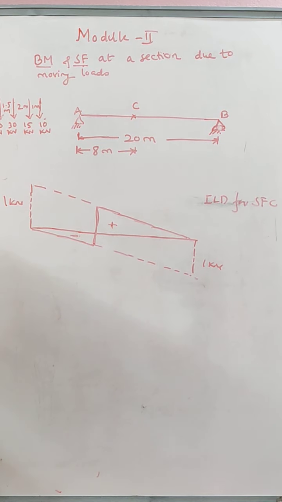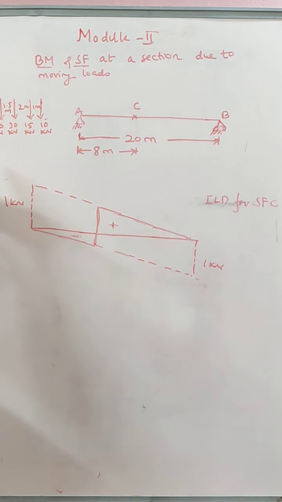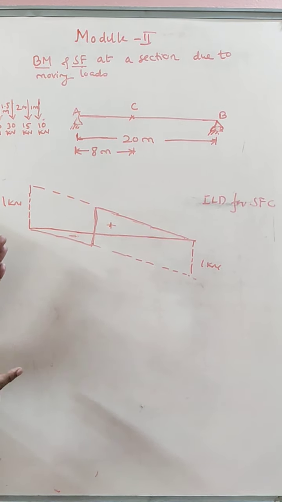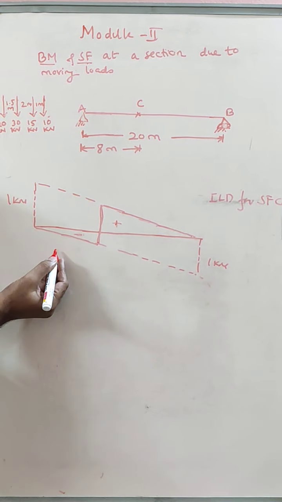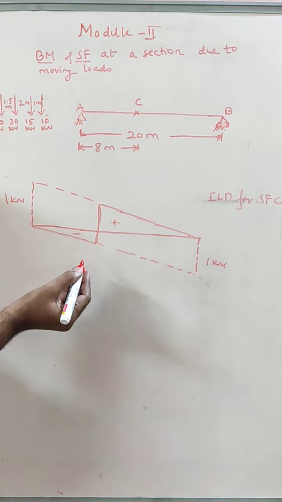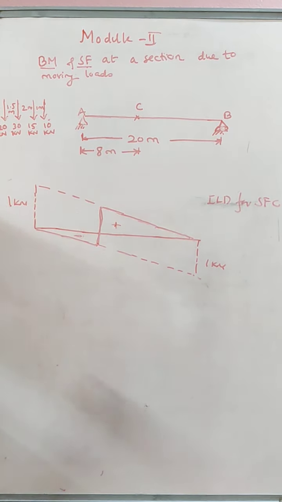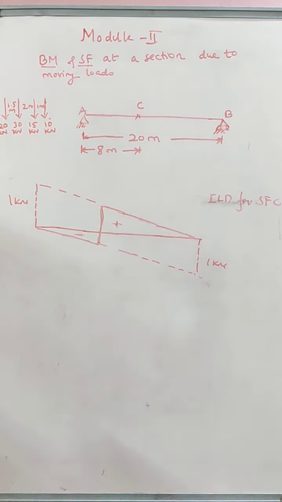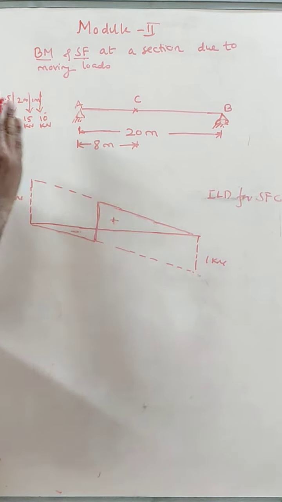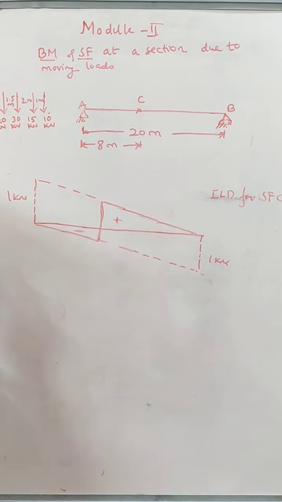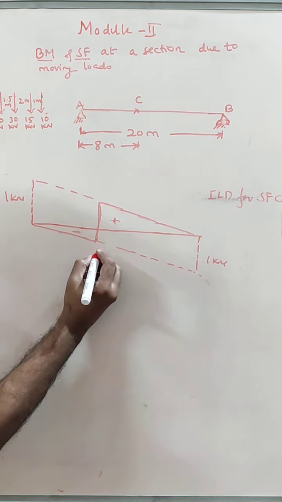To get maximum positive shear force, obviously all the load should be in the positive zone only, because if you keep part of the load in the negative zone, there will be cancellation of shear force, one negative and another positive. So to maximize the shear force, what is the procedure? Keep all the loads in the positive zone.